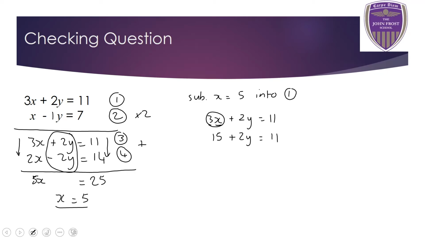So if you remember back to those rules, take 15 away from here, take 15 off 11. Think carefully about that. Taking 15 away from 11 takes us into a negative number. It will be negative 4. 2y will be equal to negative 4. So what is negative 4 divided by 2? It is negative 2. So to solve the equations, we found that x equals 5 and y equals -2.